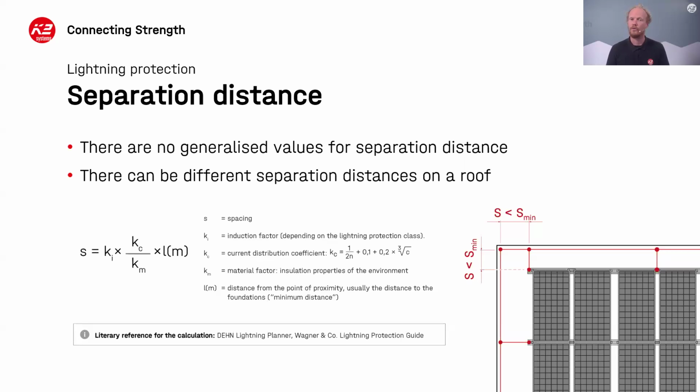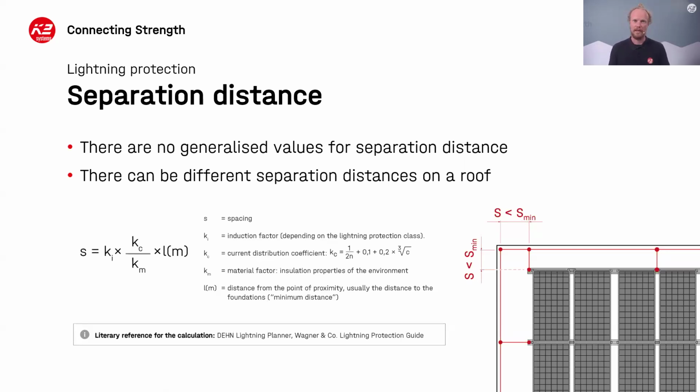However, different parts of the roof may have different values that you see here. As these are coefficients and factors, these might actually change in different areas on the roof. So the S minimum that you see up here might be different to the S minimum that you see here, and this could even change along the line of a roof as well. So in situations like this, this is why we highly encourage you to contact a lightning protection specialist.